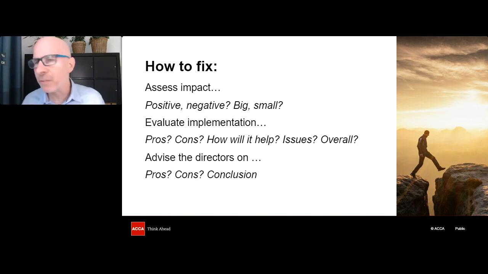Advise the directors on implementing Six Sigma for the process improvement job. Once again, pros and cons and conclusion. And team, when you do this, you will be scoring the A and E, the analysis and evaluation marks. When you make your point and it is linked to the scenario and you are supporting your analysis with evidence or with a calculation, you'll get the credit.